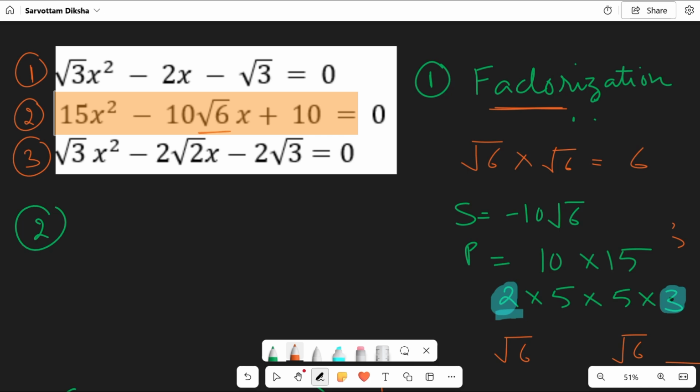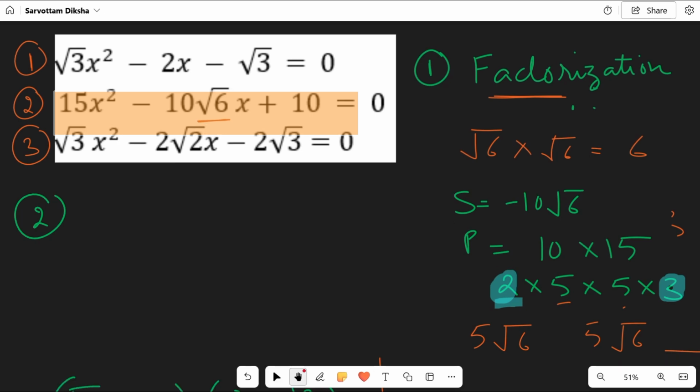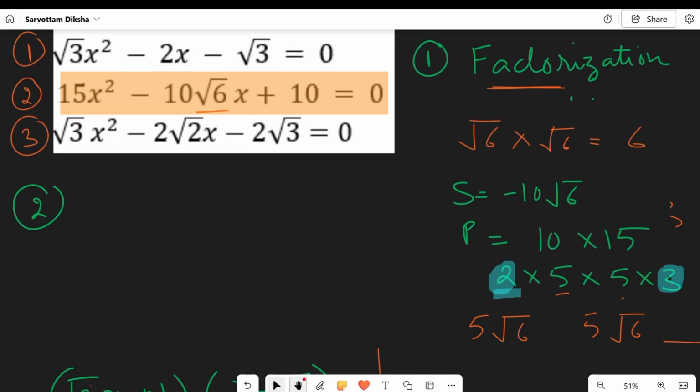Now what is the other thing left? 5. So if I give 5 here and 5 here, I have split 2, 5 like that. My sum is 10 root 6. But I have here minus 10 root 6. So what should I do? If I multiply minus minus, I know that minus into minus gives me plus. And if I add it, it will give me minus. So I will take it as minus 5 root 6 and minus 5 root 6.